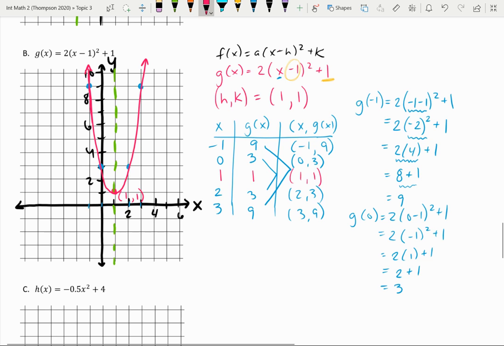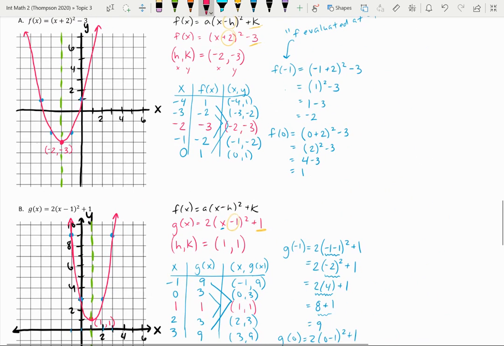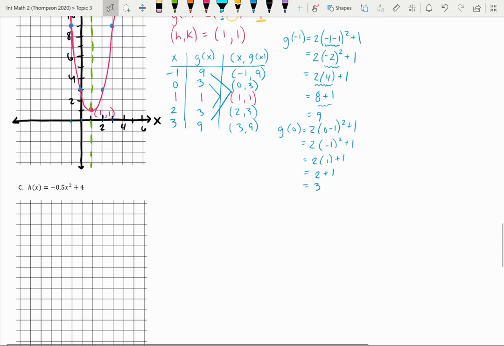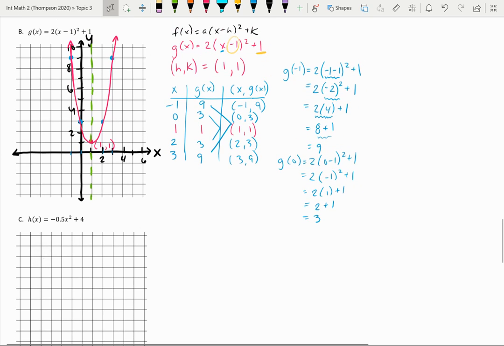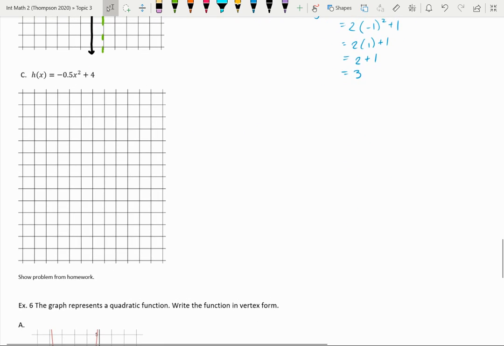When we talk about how the shape of A and B look different, it's subtle, but it's there. A is a little wider, so A has an A value of 1, B has an A value of 2. So when I have an A value of 2, that's going to get a little narrower than the original function. And C is different yet because C has negative and it has a decimal less than 1.